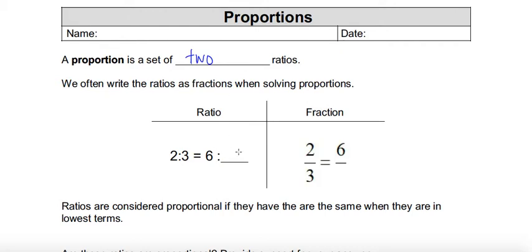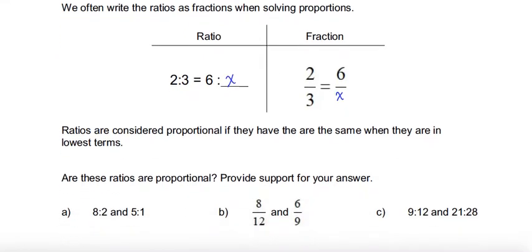But most of the time when you're solving a proportion, you'll see this written as a letter. So for example, like an X. So ratios are considered proportional if they have the same value, or they can be simplified the same into lowest terms. So 2 to 3 is going to be the same as 6 to a value. If we reduce 6 to 9 into lowest terms, it'll be the same as 2 to 3. So that's important to remember as well.